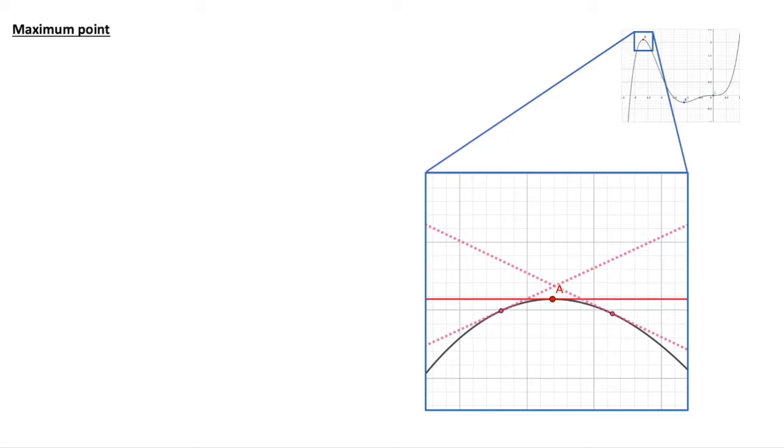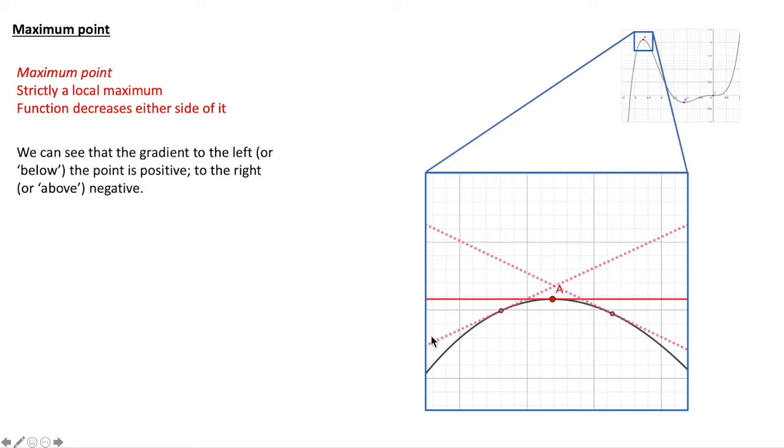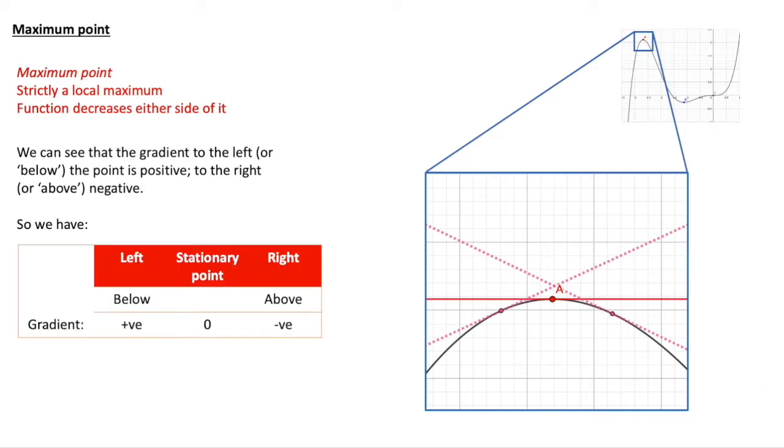If we look at a maximum point and blow up the graph so we can see it more closely, we can see that the gradient to the left of the point is positive, so that's this dotted line here. And the gradient to the right of the point, this dotted line here, is negative. So to the left of this point, or below this point, in the x direction we have a positive gradient, at the point we have a 0 gradient, and to the right or above the point we have a negative gradient. So the gradient is decreasing.